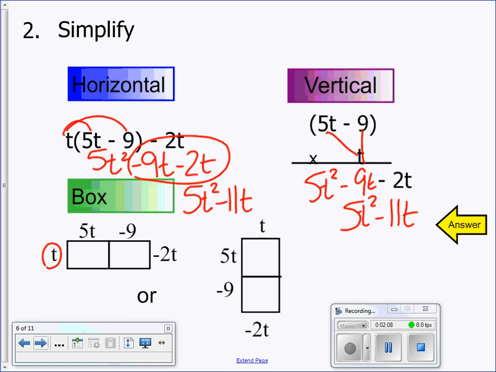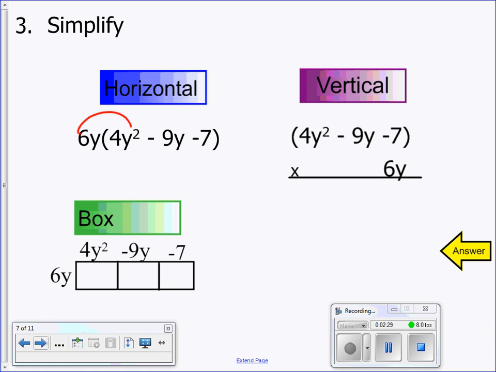Box method, this one times this one is 5t squared. This one times this one is minus 9t. Combine like terms. Or you can do it this way, 5t squared minus 9t, both get 5t squared minus 11t.